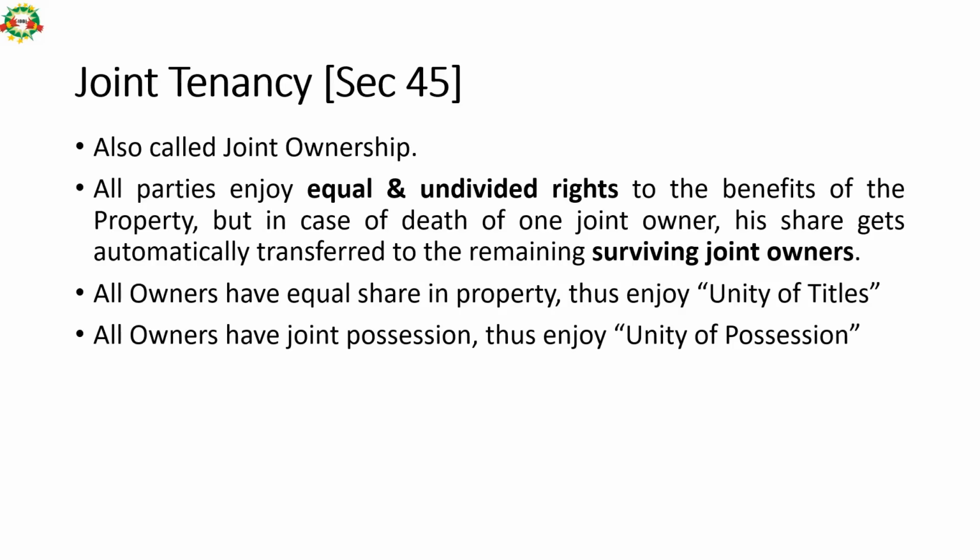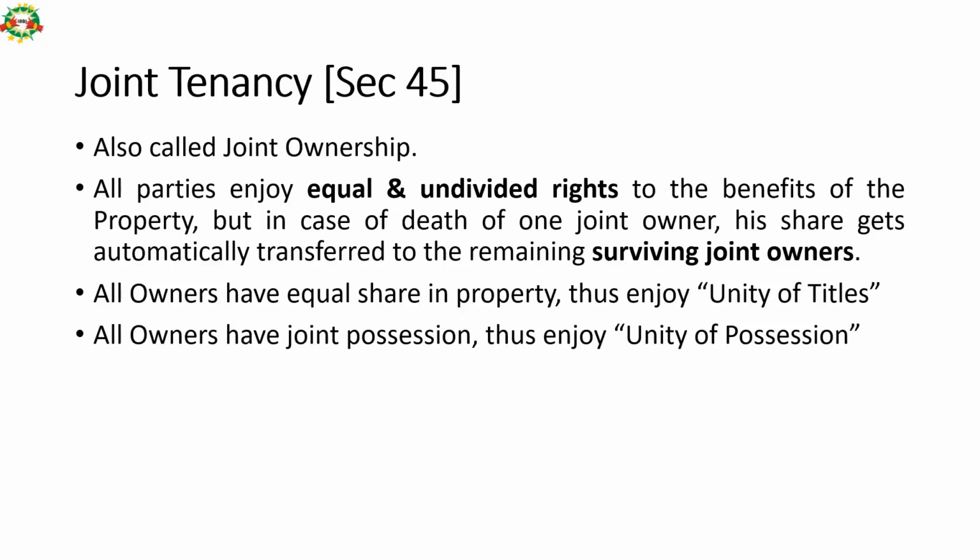Joint tenancy. We have already covered this topic in the previous playlist also, just to repeat. It is also called joint ownership. All parties enjoy equal and undivided rights. So here rights are equal and undivided, always equal to the benefits of the property. But in case of death of one joint owner, his share gets automatically transferred to the remaining surviving owners. So if there are four joint owners of a property, each person will get a 25% share of the property. That is implied, even if it is not mentioned in the document.